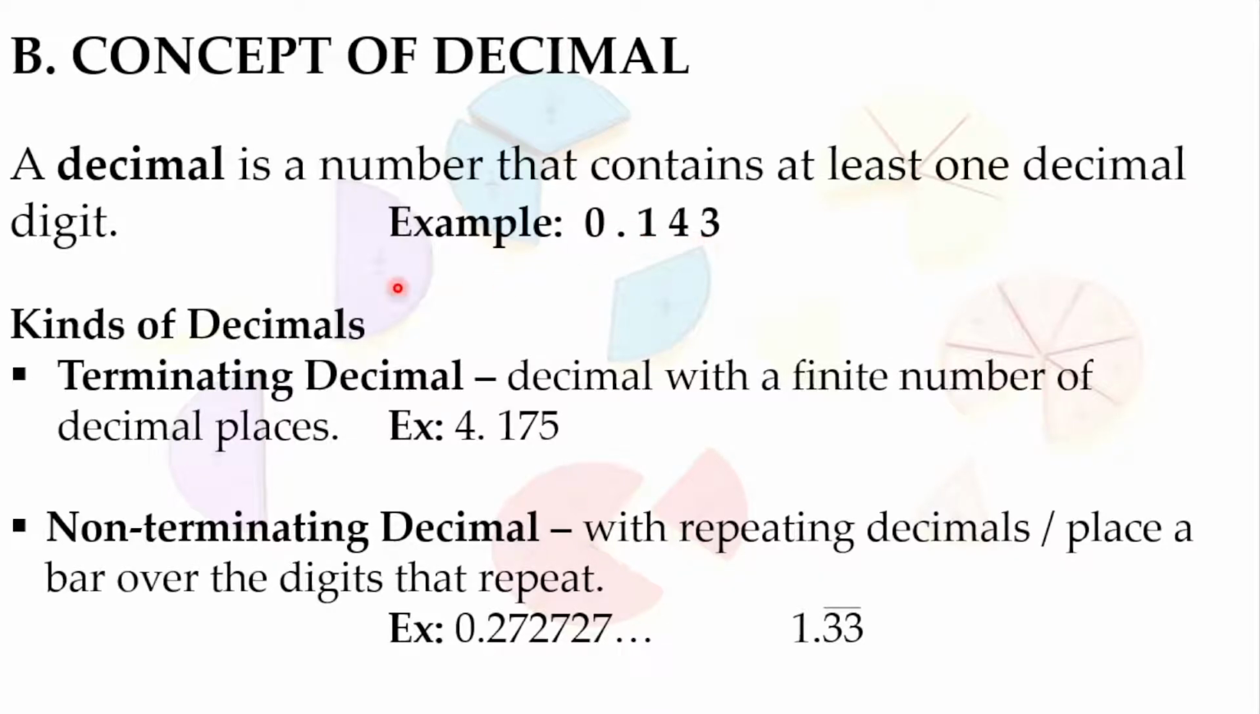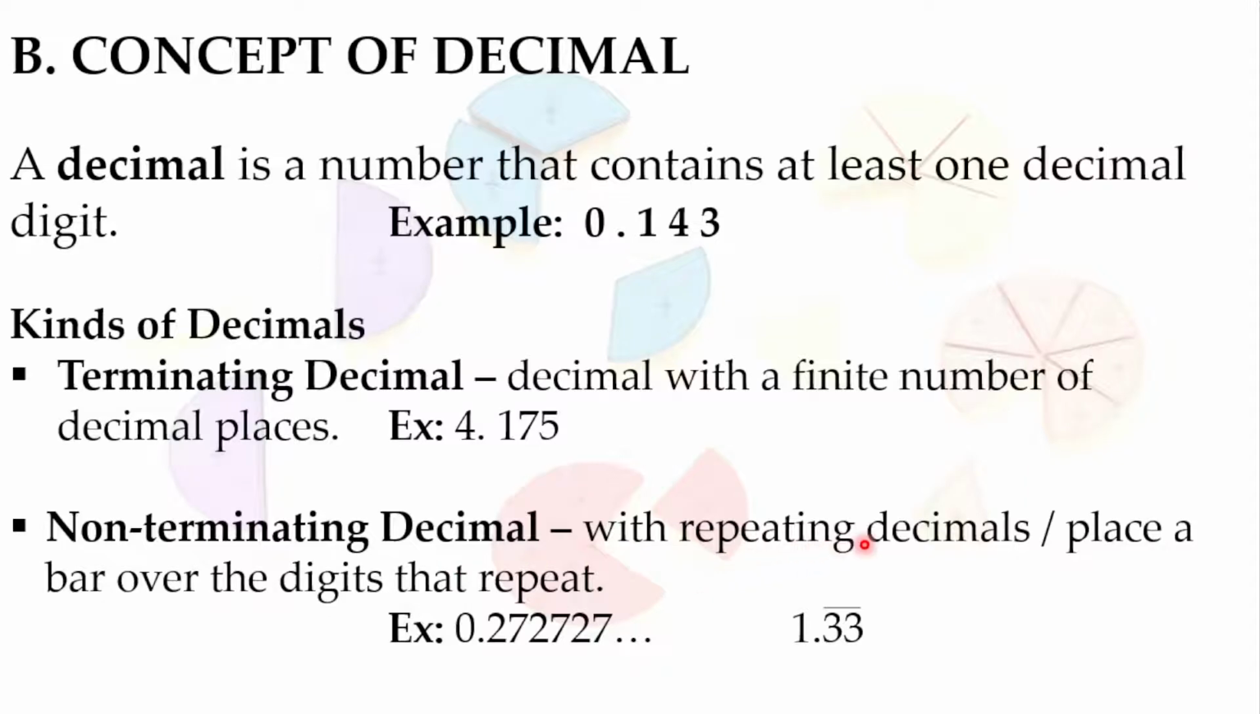Okay? So, there are kinds of decimals. The first one is terminating decimal, the decimal with a finite number of decimal places. So, for example, 4.175 or 4 and 175 thousandths. Okay? So, the next one is non-terminating decimal.